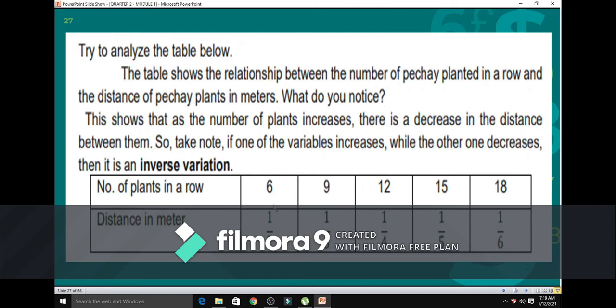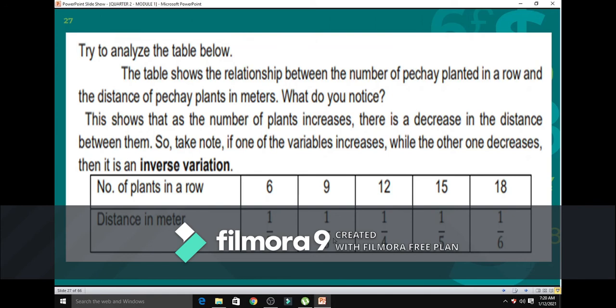Distance in meter. So, kapag 6, ang distance nila ay half of a meter. Kapag siyam na yung plants sa isang row, ang distance nila is 1/3 of a meter. Kapag 12 na, 1/4 of a meter. Kapag 15, 1/5 of a meter. Kapag 18, 1/6 of a meter.